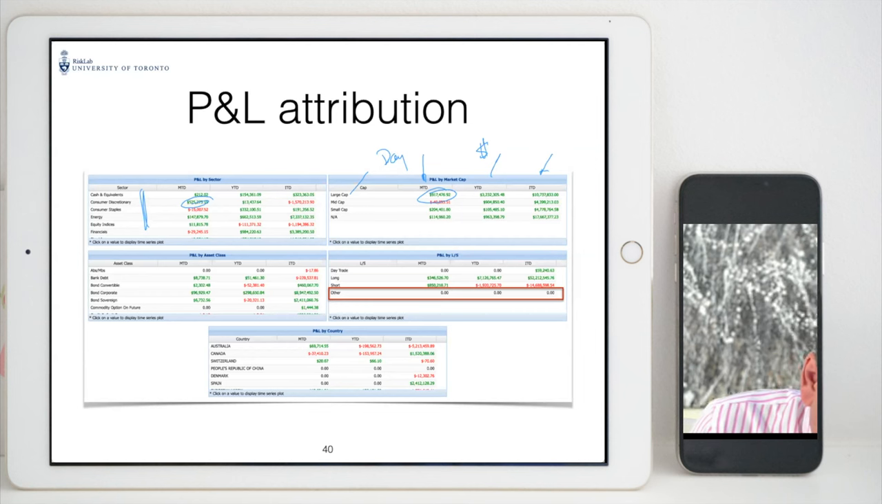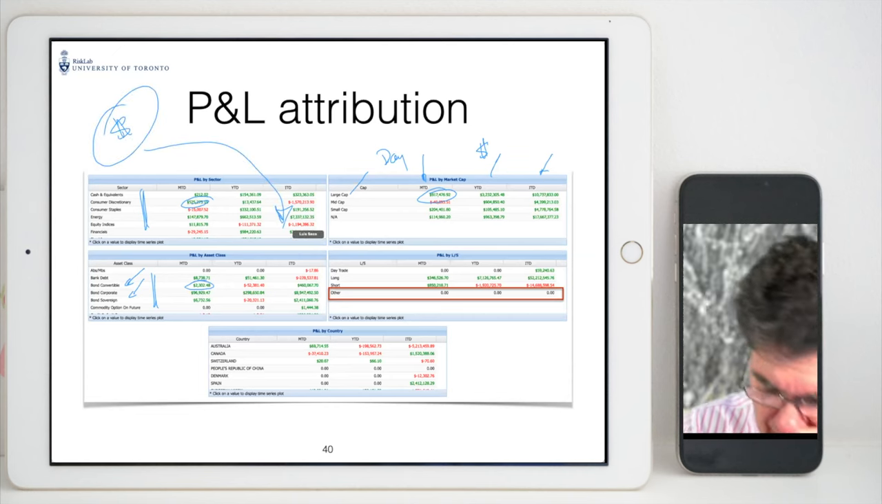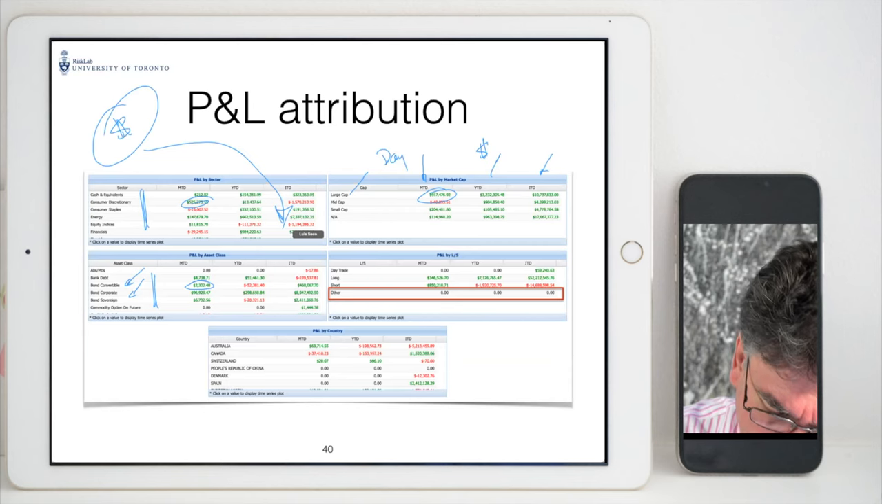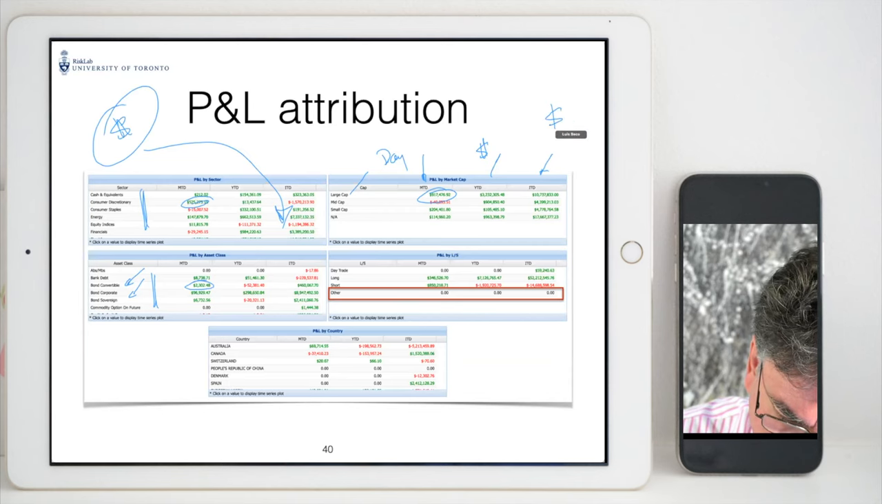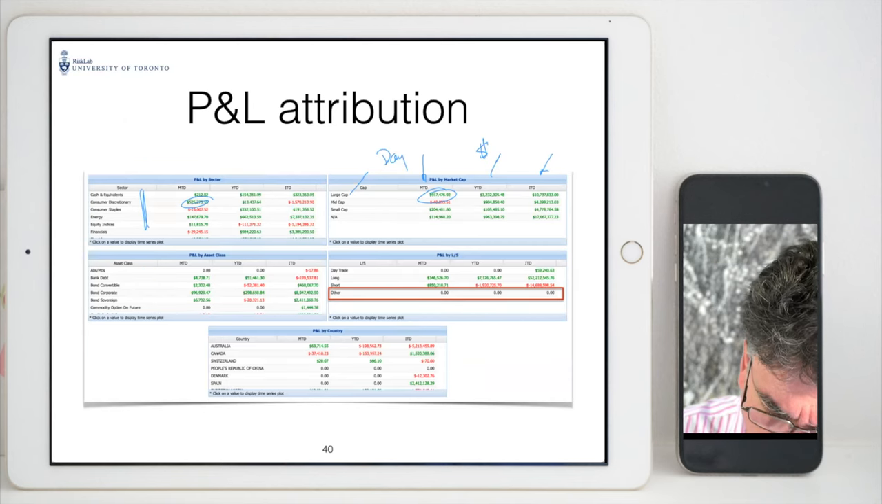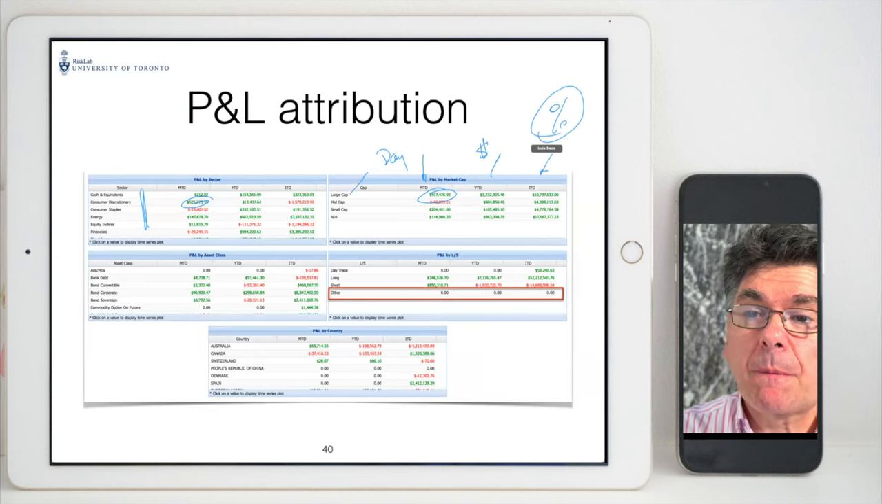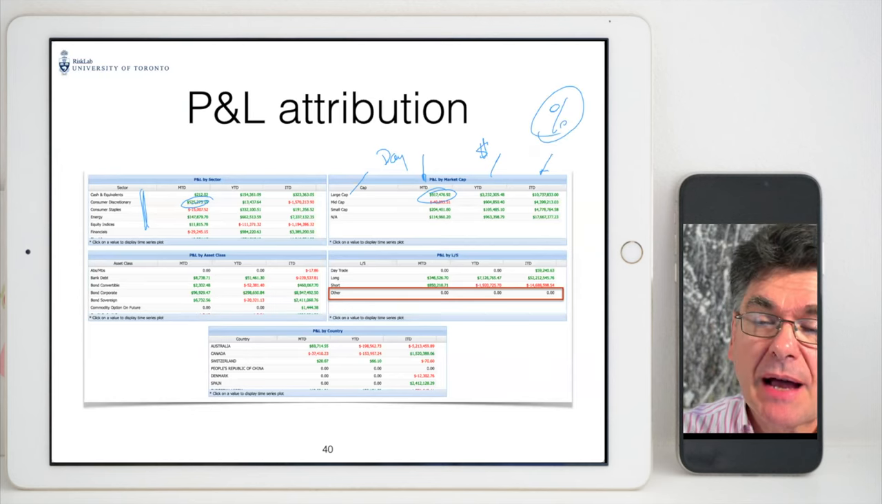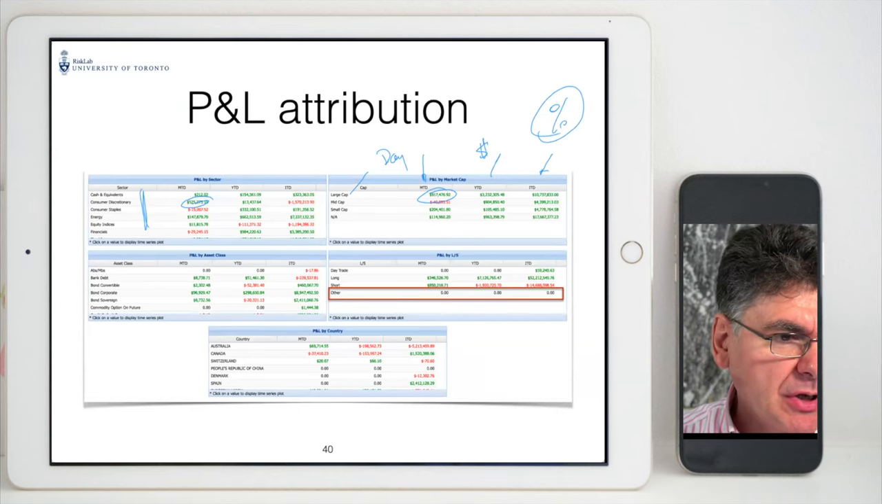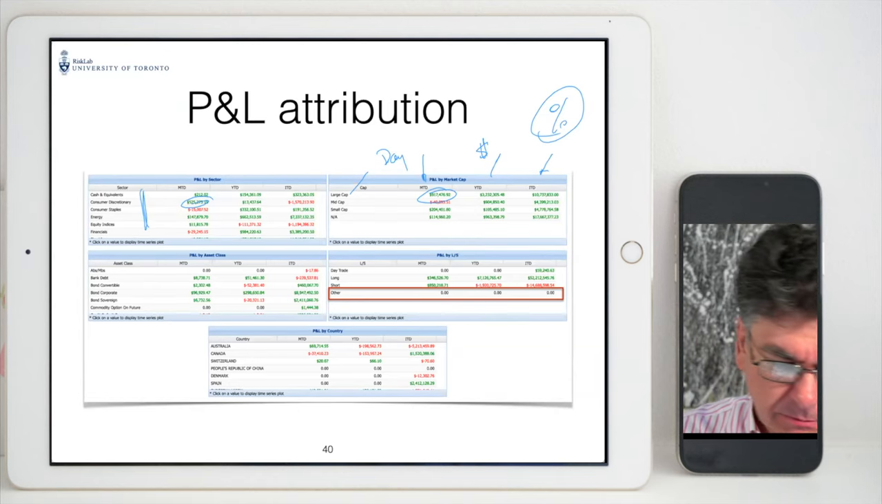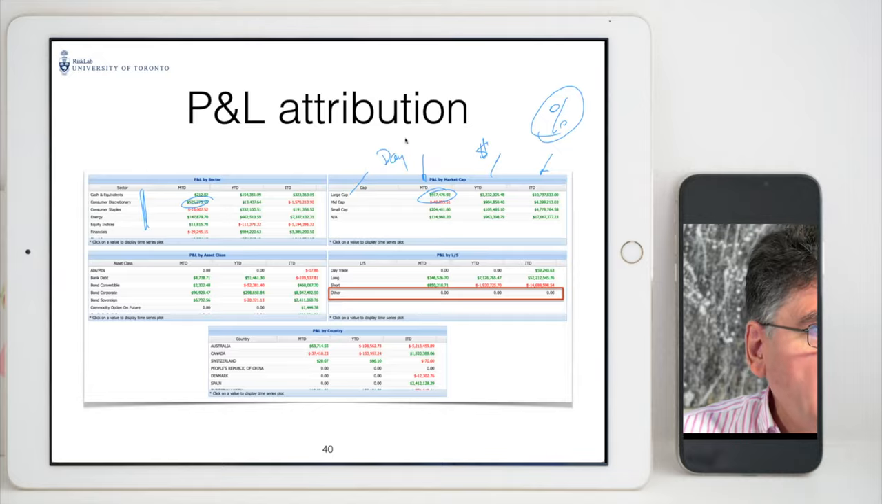You can do the same thing by asset class, you know, corporate, convertibles, and same thing. And in this chart that you see here, these are all dollars. Everywhere, they're dollars, okay? If you do this with percentages, they would be different. And percentages by the amount invested on that particular sector. Another way of doing P&L attribution.